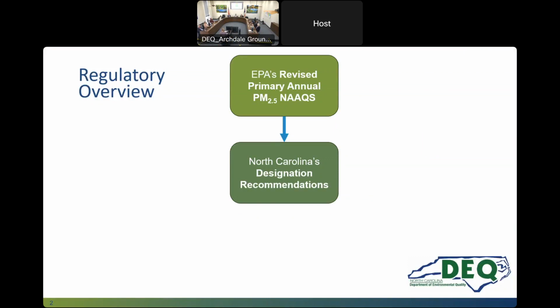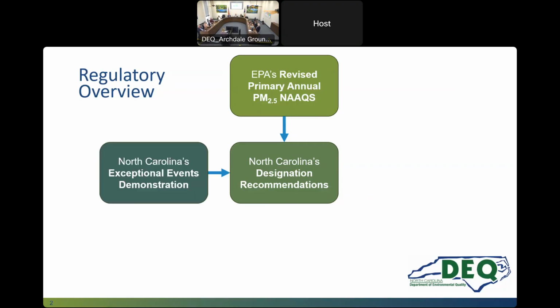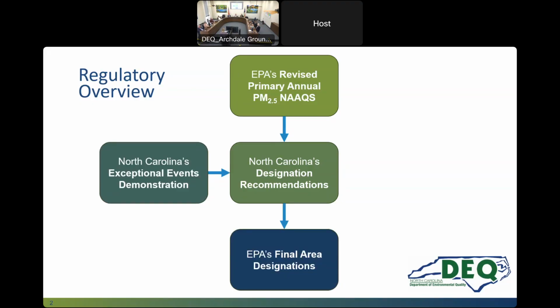This document is in support of our designation recommendations that we were required to submit to the EPA following the promulgation of the primary annual PM 2.5 standard. That was strengthened from 12 down to 9.0 micrograms per cubic meter. And this is just a simple flow chart that shows that those two documents, the EE demo and the designation recommendation, will be taken into account by the EPA when they promulgate their final area designations for the revised standard.